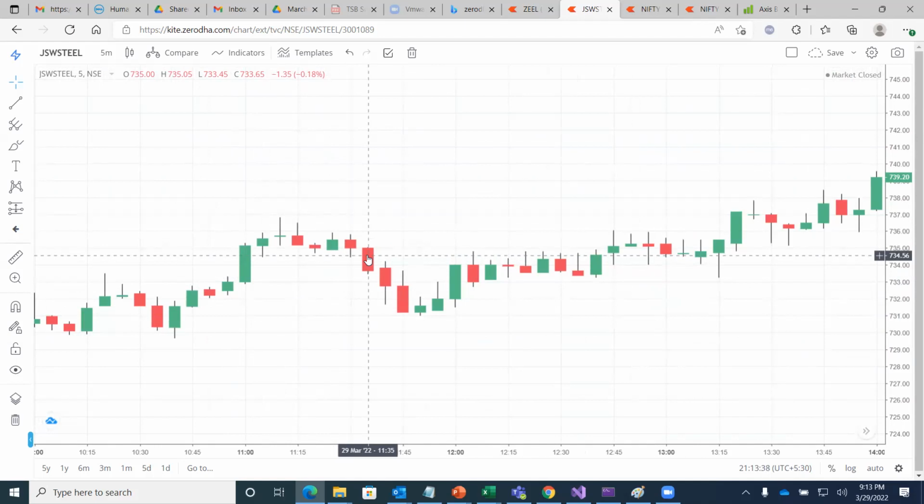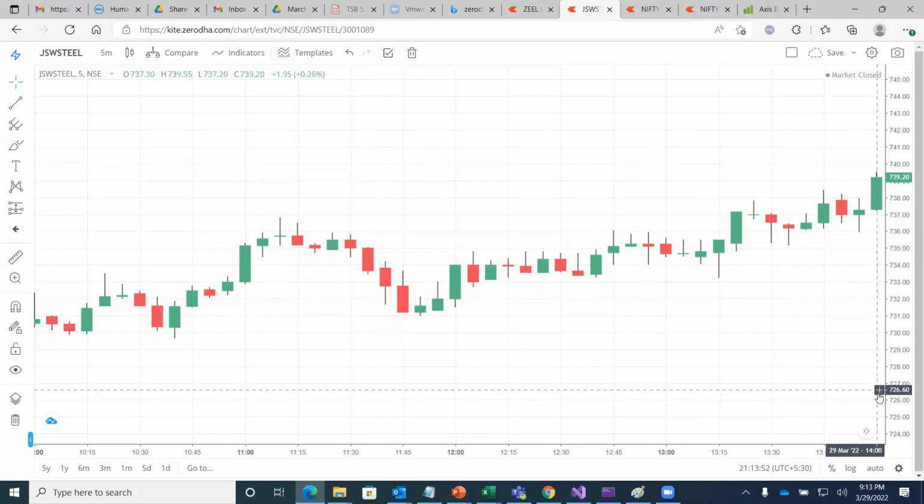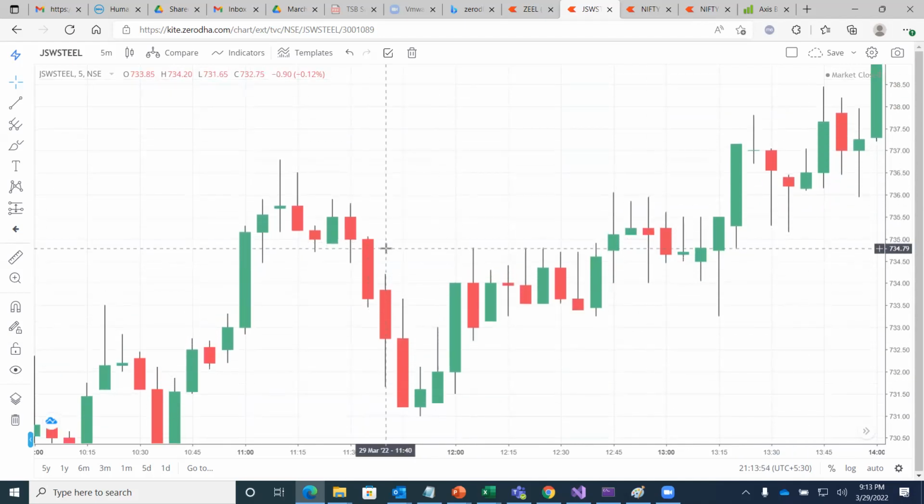So the close is less than the open because it's a bearish candle. And high is almost the same as open, just 0.05. If you see, it's a very, very small wick, a negligible wick. We can't even see that, isn't it? This is the wick. And this is the lower wick.